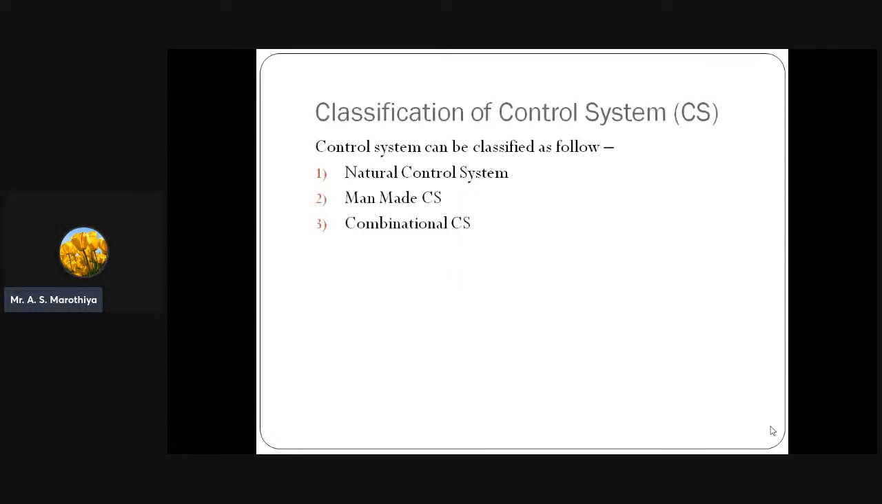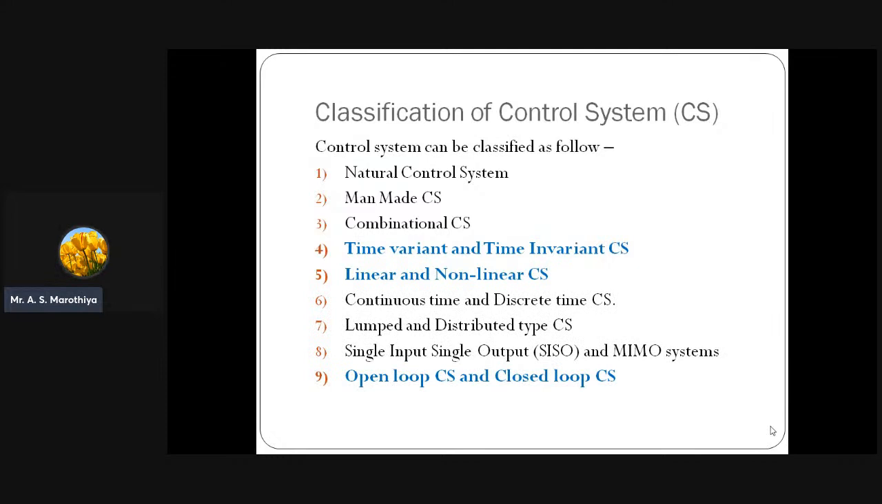And then we discussed how to classify control systems. Basically, out of these nine different types of control system, three are the most important as far as GATE exams are concerned. So time variant and time invariant, then linear and non-linear, and open loop and closed loop control system.